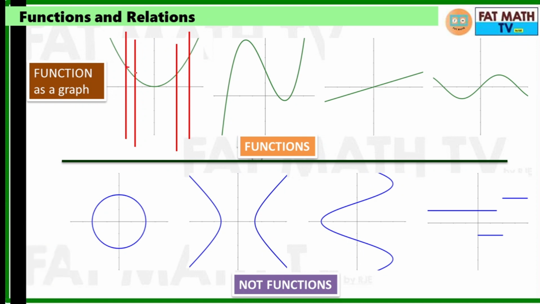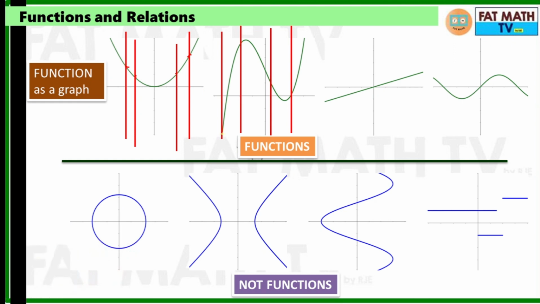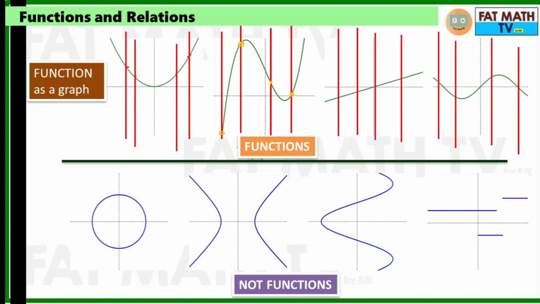So we will only intersect the graph once. For the second one, also once, you will intersect the graph at most one point. So you will only intersect the graph here once. If you draw a vertical line here, once only, here once, here you intersect the graph once. So the graph is a function. And for the third one, you only intersect the graph also once, and for the last one, also once.